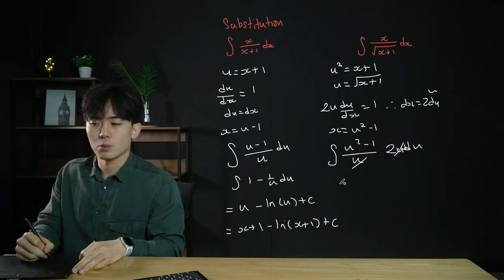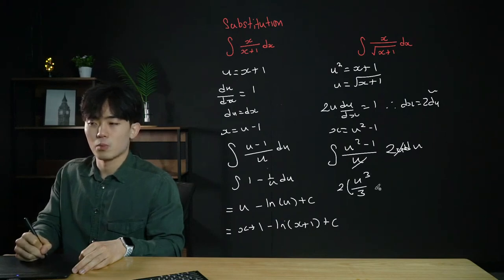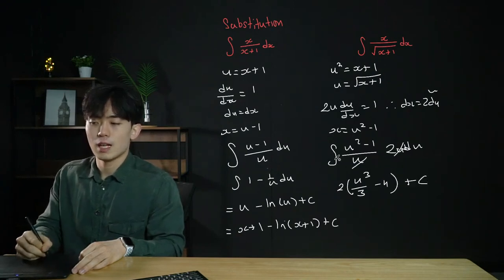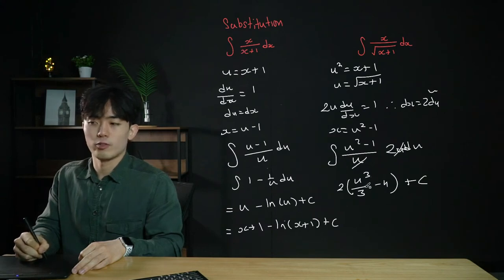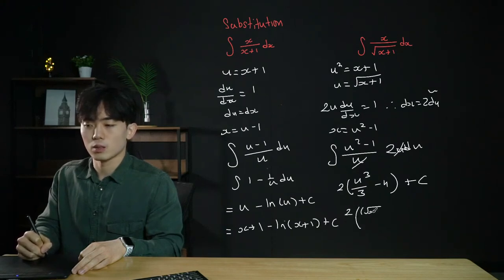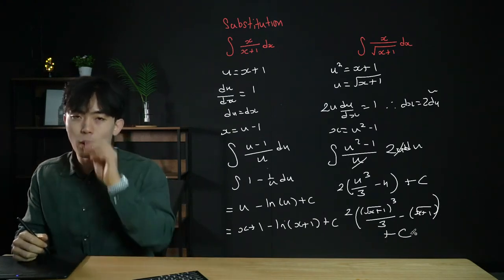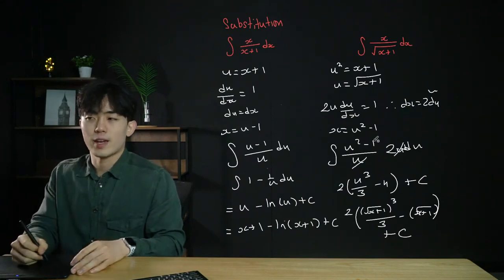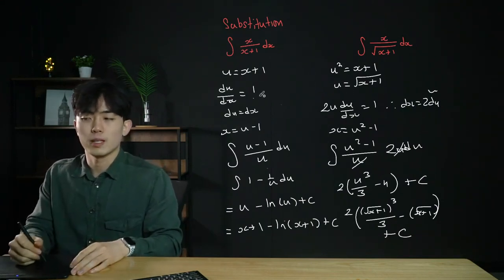And integrating this, that's going to be 2 on the outside, and we get u cubed over 3 minus u plus c. And u, we can now replace back with our original u. So it's going to be equal to 2, and then we're going to have the root of x plus 1 all cubed over 3, minus the root of x plus 1, plus c. Okay, so either form is fine. Just identifying what our u would be is the important part.